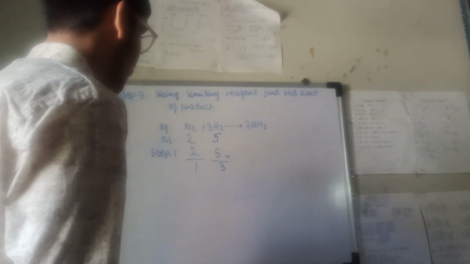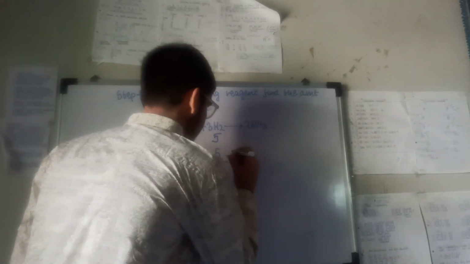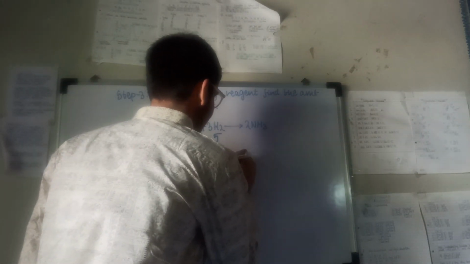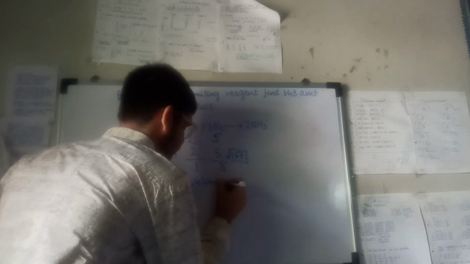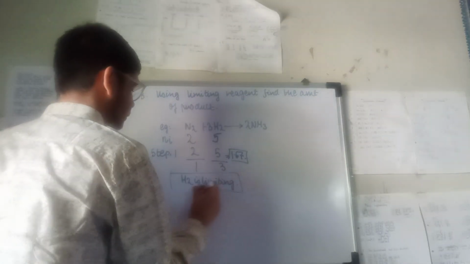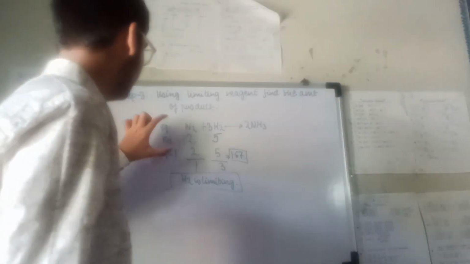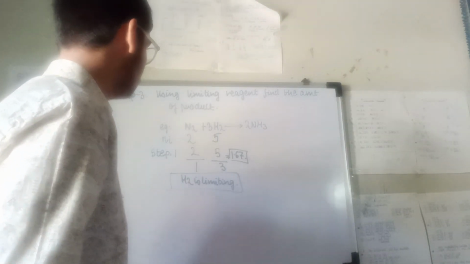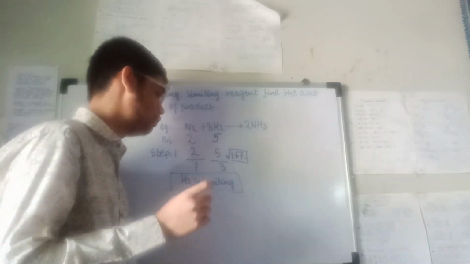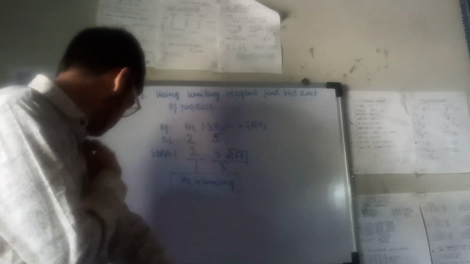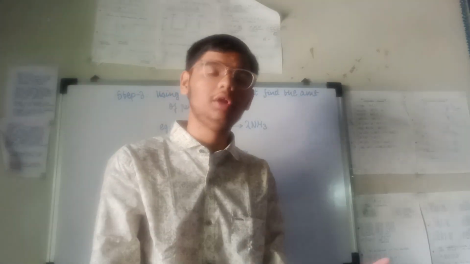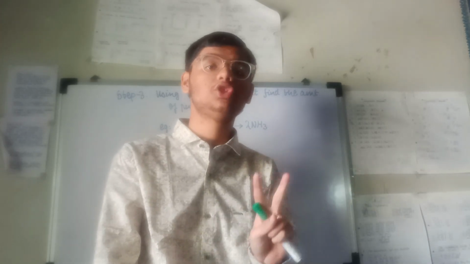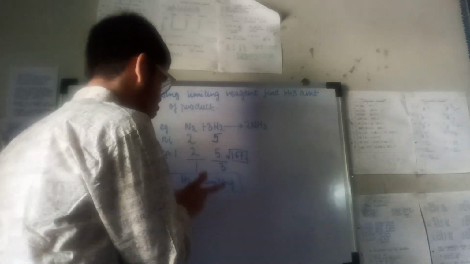It is 1.67. You can see that this value is less, so I will write H2 is limiting. Is everybody getting it? The first step is to divide the given moles by the stoichiometric coefficient; the reagent whose value is minimum will be the limiting reagent. For H2 it's coming 1.67, for N2 it's 2, so 1.67 is lesser, so H2 is limiting.